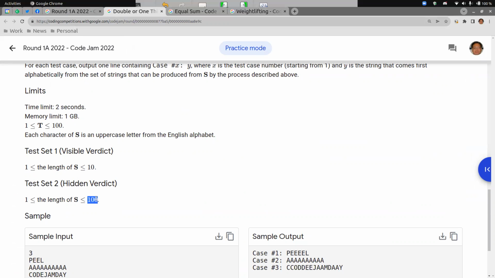Okay, so that's the question. Any ideas on how to approach this, even if we just want to do the easy test set with 10 characters? Any ideas?